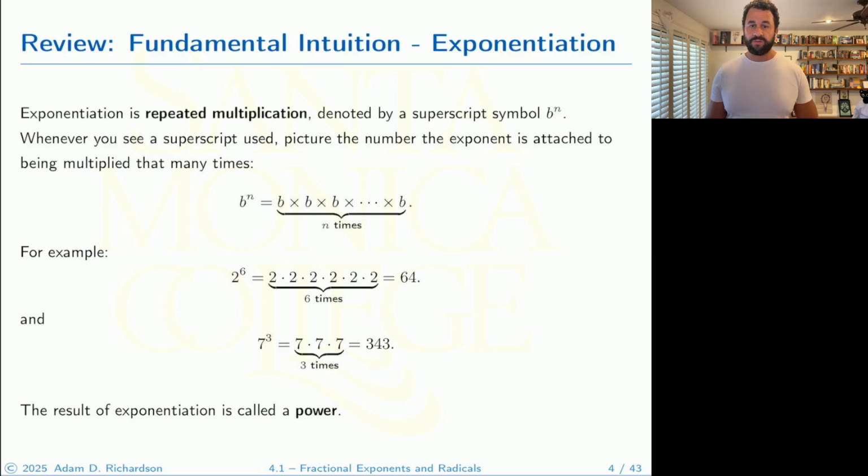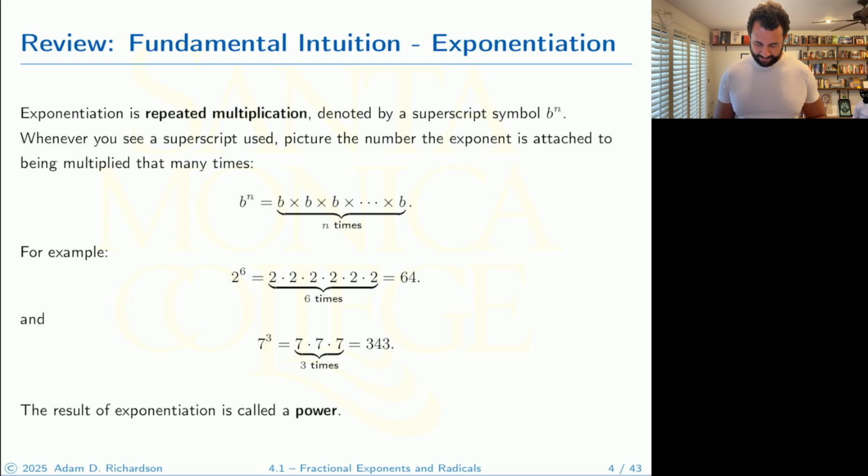Okay, so quick review. If you remember from back in chapter one, section one, you can think of exponentiation as repeated multiplication, and that we denote it with a superscript like so. So whenever you see a superscript, you can picture the number the exponent is attached to being multiplied that many times, right? So b to the n is like b times b times b that many times. So for example, 2 to the sixth is multiplying 2 six times, you get 64. 7 cubed, multiply 7 three times, you get 343. Is that right? Yeah, 343?